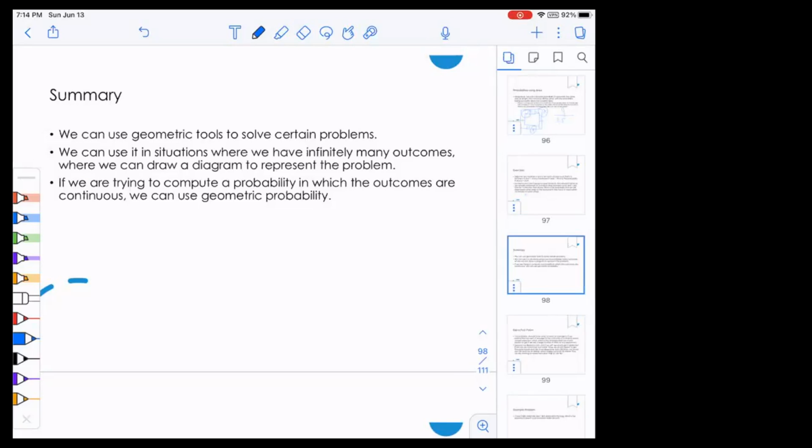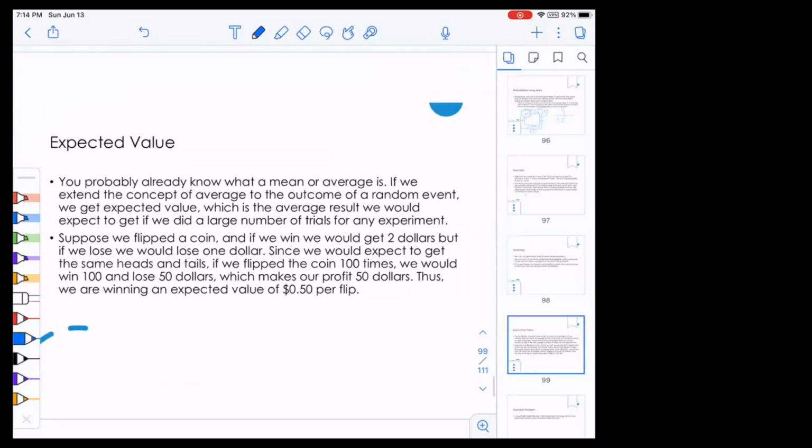So here, let's move on. Now we're going to learn about expected value. You should know what a mean or average is, which is the average of multiple numbers. If we extend the concept of average to the outcome of a random event, that is expected value. So expected value is the average thing we would get if we did a large number of trials for any experiment. Let's suppose we flipped a coin. If we win, we would get $2, but if we lose, we would lose $1.